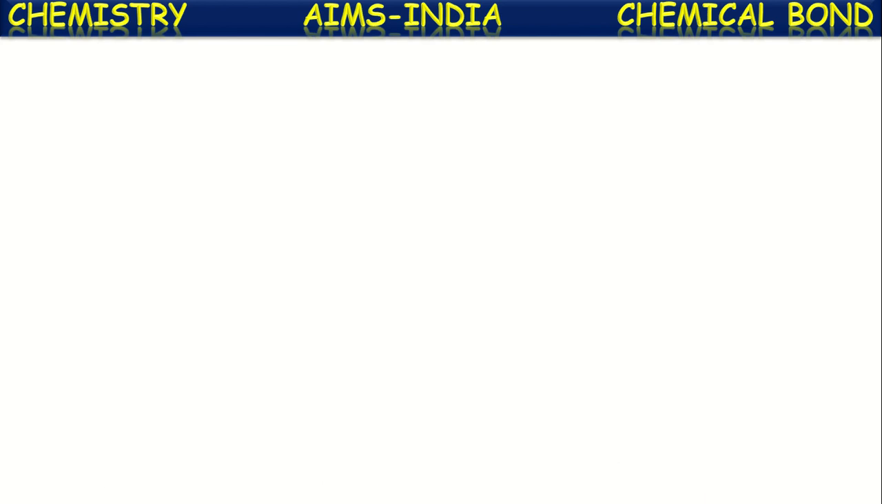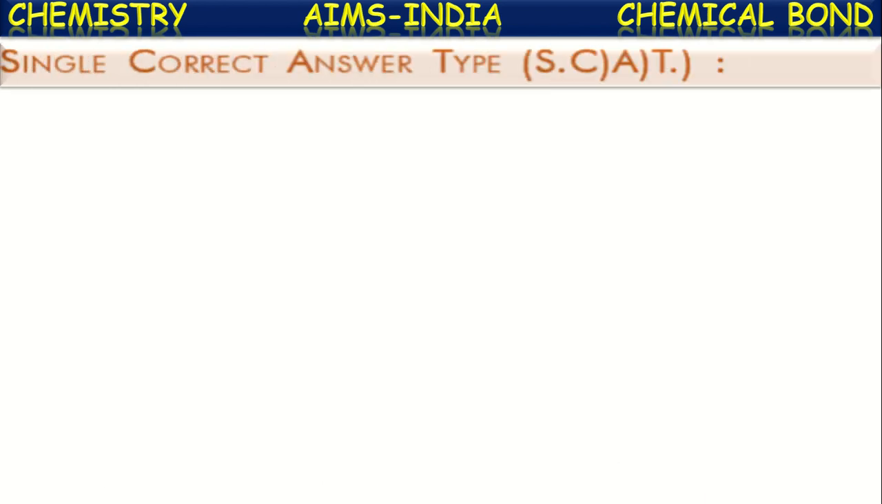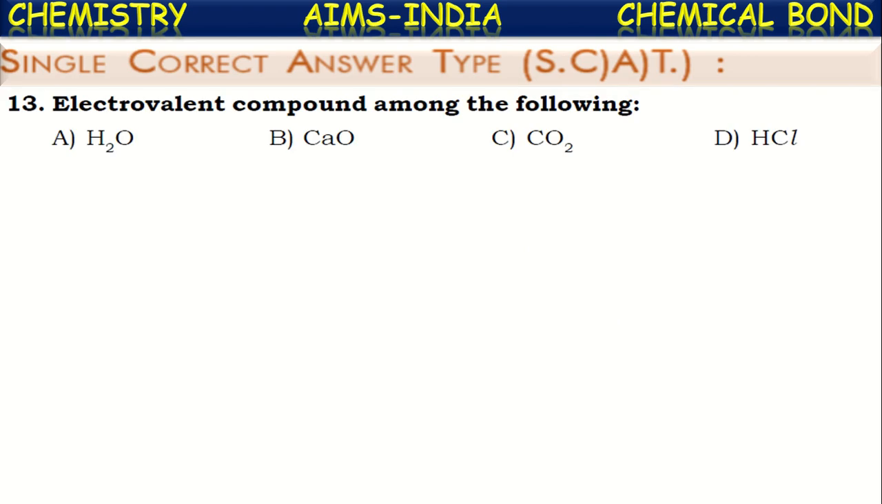Okay, next. Now let us go through the single correct answer type questions. See the first one. Electrovalent compound among the following. What is meant by electrovalent compound? It is also called an ionic compound. Generally, ionic compounds will be formed between electropositive metal atoms and electronegative non-metal atoms. See in which this combination is present.